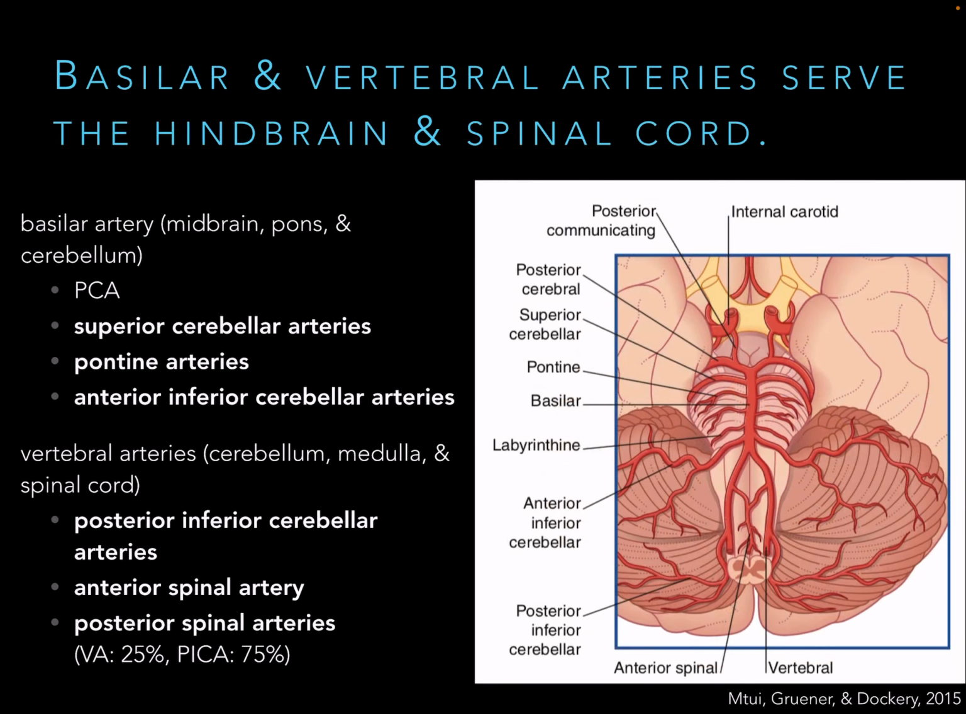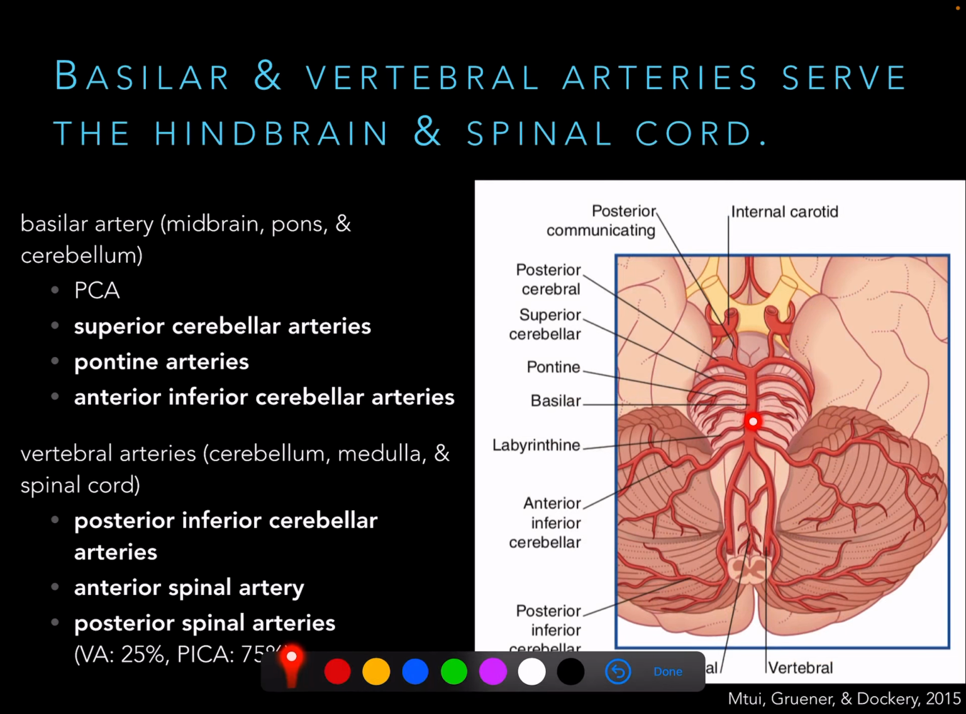Blood supply for the hindbrain and spinal cord arise from the basilar and vertebral arteries. The basilar artery, shown here, is a single artery that then branches off to serve the pons. Of course, it branches to form the posterior cerebral artery. We've already covered that. Then we have pontine arteries to serve the pons here. Before that is the superior cerebellar. And below the pontine arteries, we have our anterior inferior cerebellar arteries.